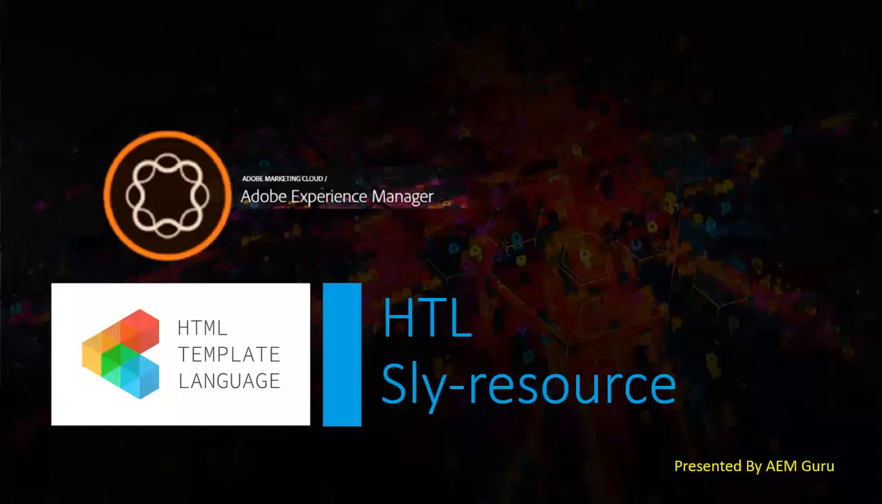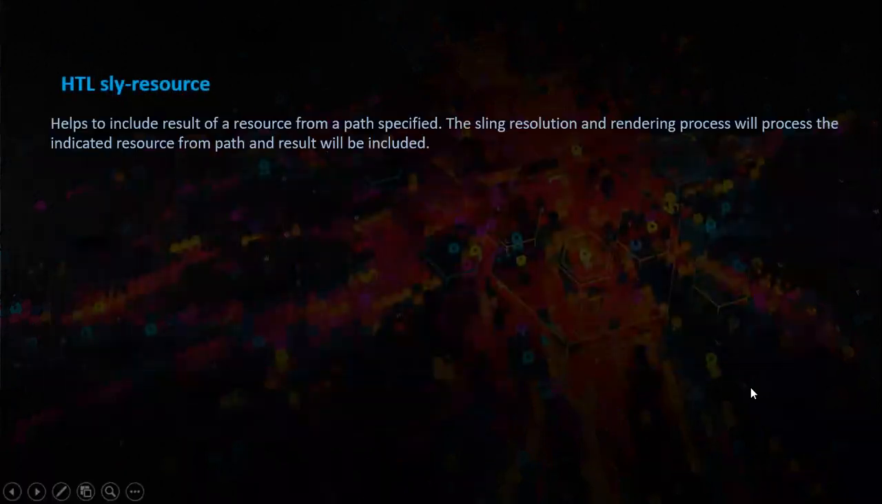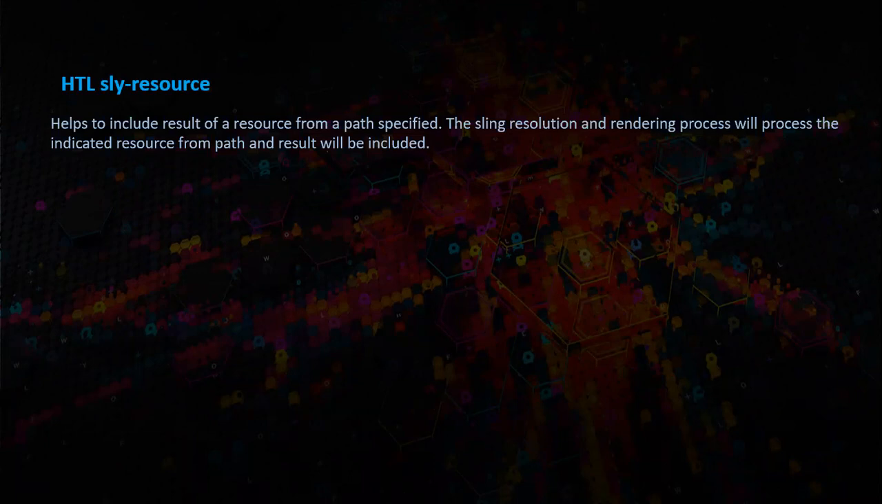Friends, in this video we will understand about HTL SLY resource. HTL SLY resource helps to include the result of a resource from a path specified. The Sling resolution and rendering process will process the indicated resource from the path and the result will be included.